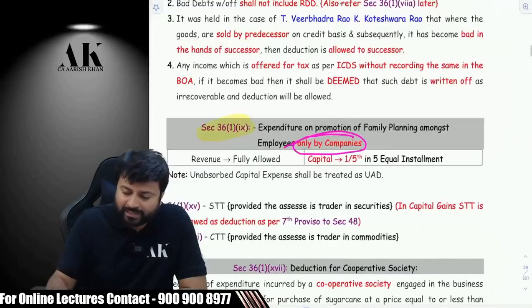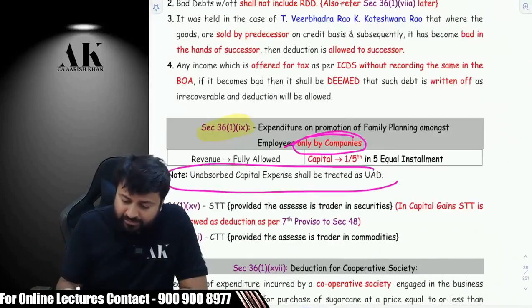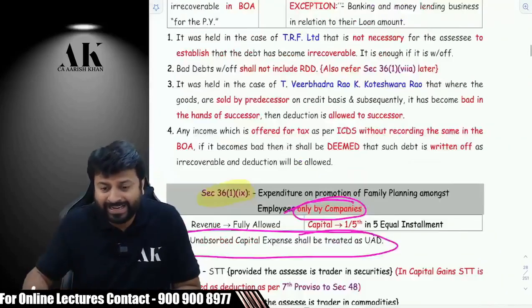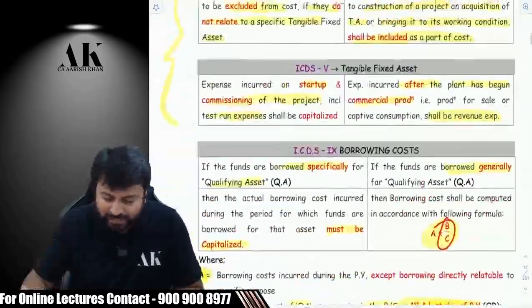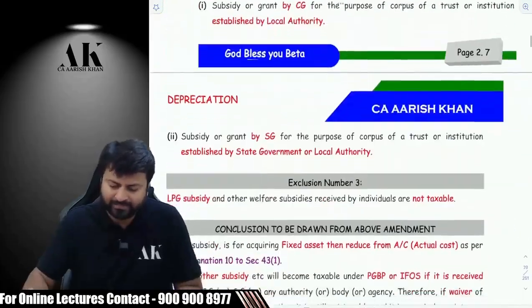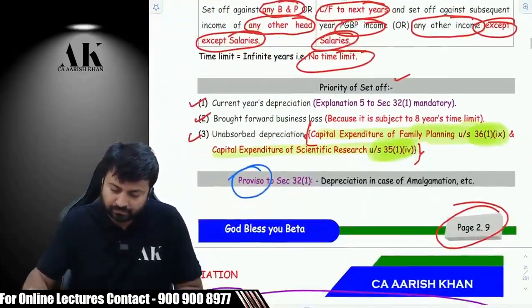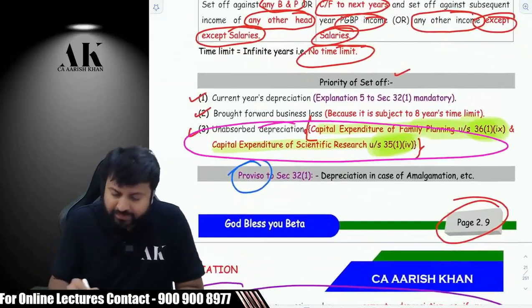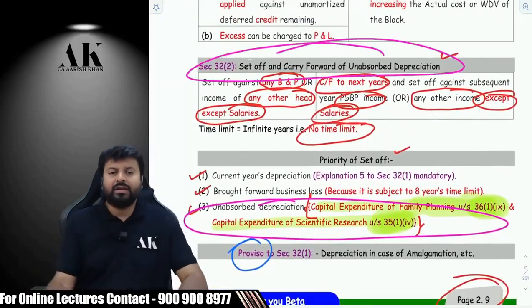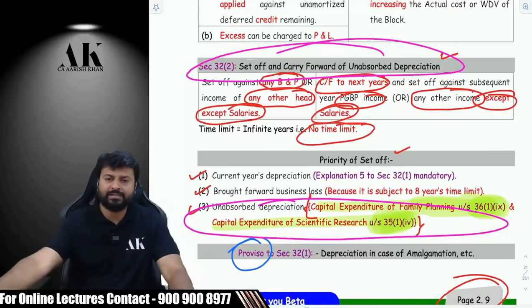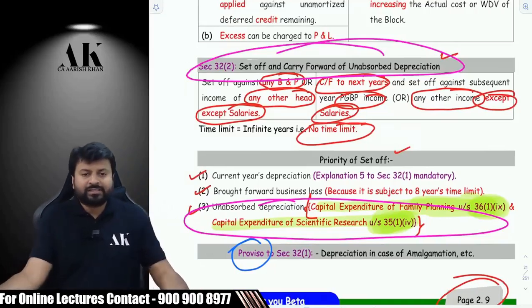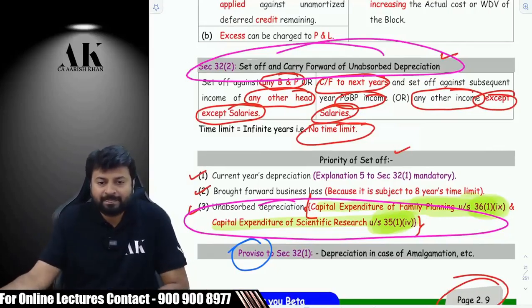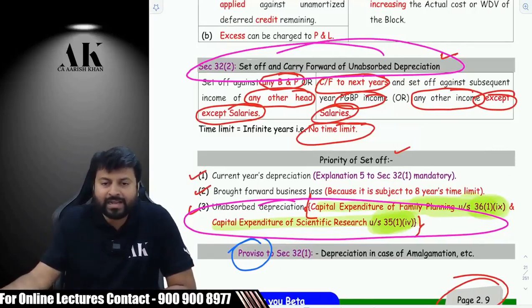Just see this over here. Unabsorbed capital expense shall be treated as UAD. And again, now you see this over here. What I am trying to show you, which I did not show you yesterday, which I told you I will interlink later on. Now, can you appreciate this particular point which we have written below the discussion of unabsorbed depreciation in the previous chapter? See this. Can you see this? Still one more item is there. I'll come back to this page once again.